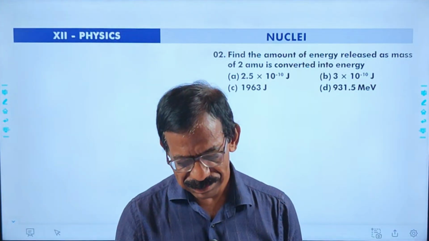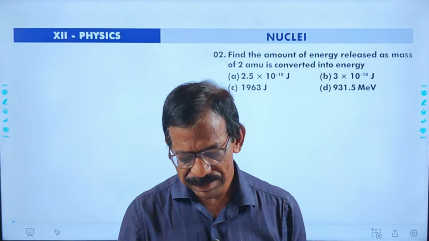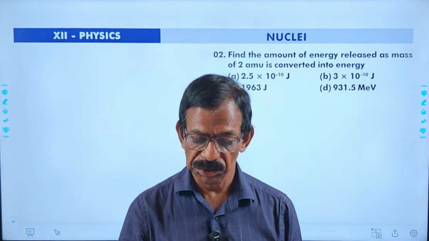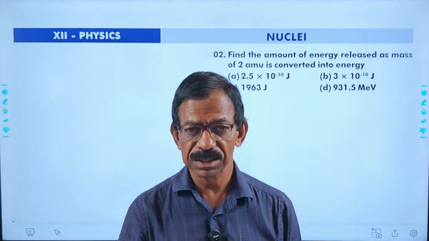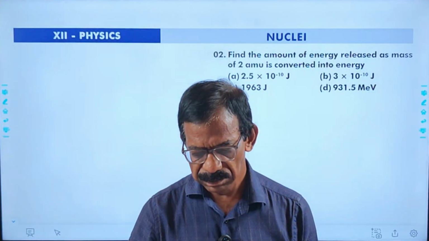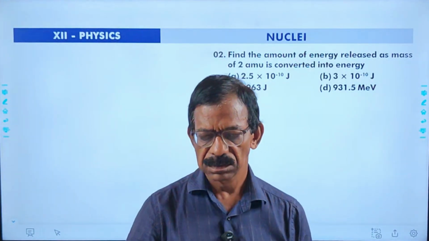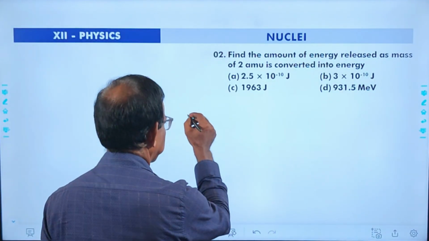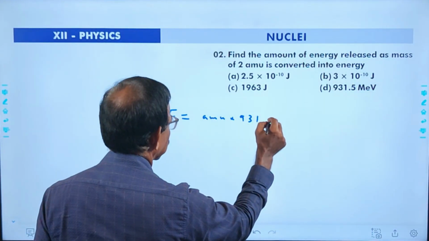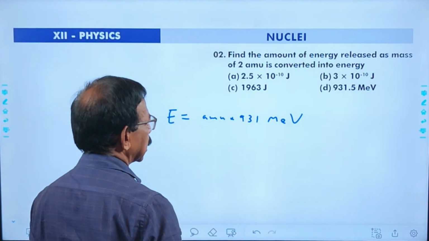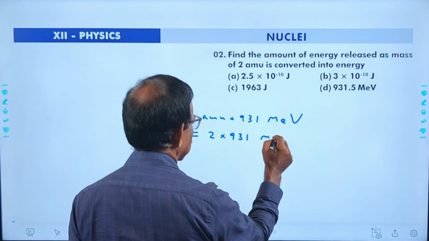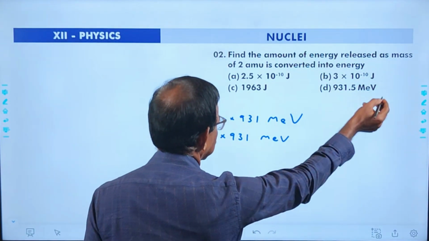Now there is the second question. Find the amount of energy released as a mass of 2 AMU, atomic mass unit, is converted into energy. This is the nuclear energy form, the basic principle in the atom bomb, nuclear energy, etc. The energy equivalent of 2 AMU, in simple form, can be written as energy in AMU into 931 MeV. Energy in AMU is 2, so 2 into 931 MeV.